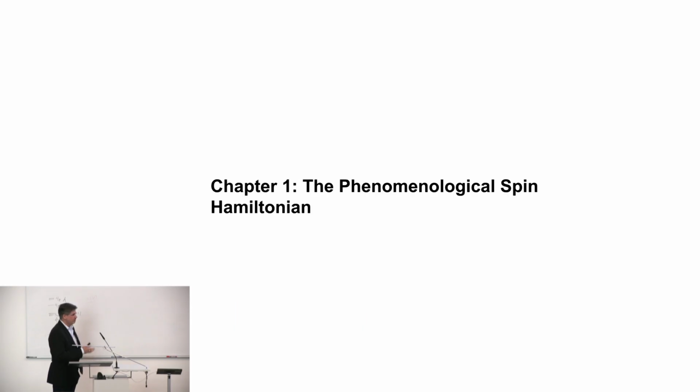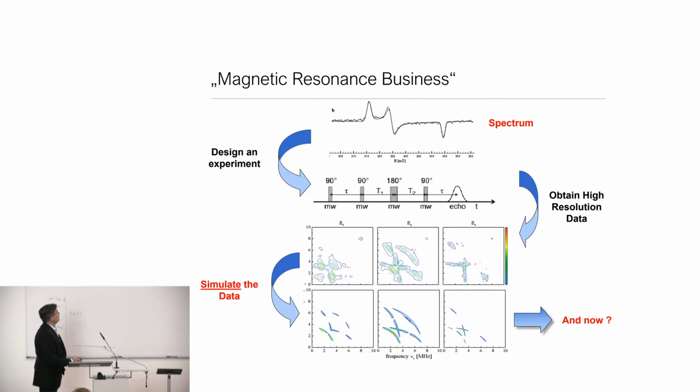And the next thing we have to talk about is the phenomenology of the spin Hamiltonian. So the plan is to first introduce to you the phenomenology of the spin Hamiltonian, and then go into the origin of the spin Hamiltonian parameters that we're going to introduce along the way. So here is how a magnetic experiment works.